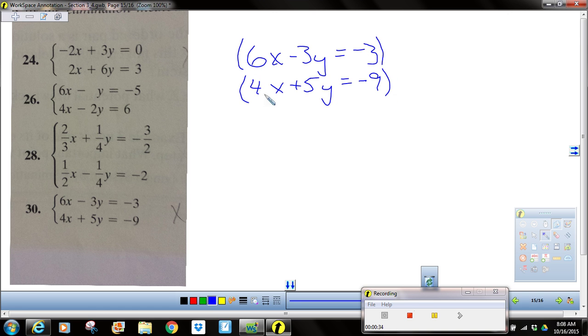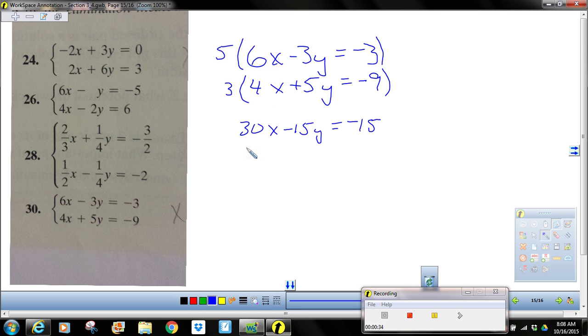Common multiple of 3 and 5 would be 15. So if I multiply this one by 5, that gives me 15. Actually, negative 15. If I multiply this by 3, that gives me positive 15. Negative 15 and positive 15 will cancel later for me. So now we're ready to multiply. That's 30x minus 15y equals negative 15.